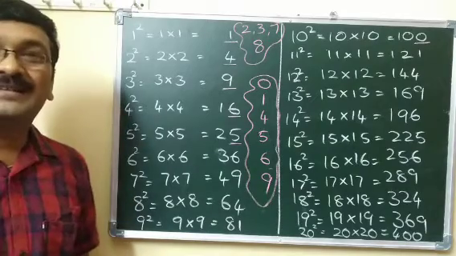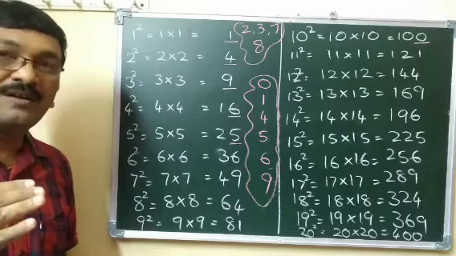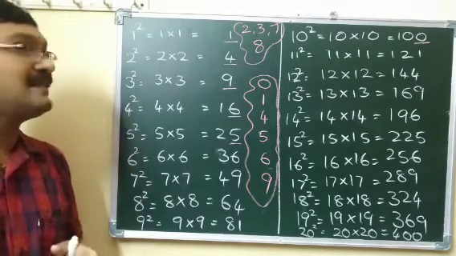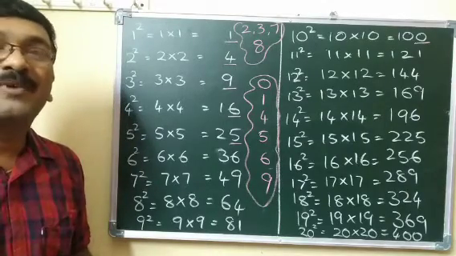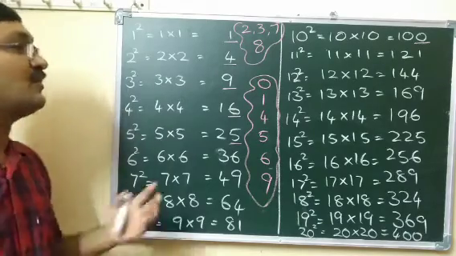So there's 2, 3, 7, 8. These digits, if any of them is there as the unit digit of a given number, then you can say directly that the number is not a perfect square. Okay. So next one.